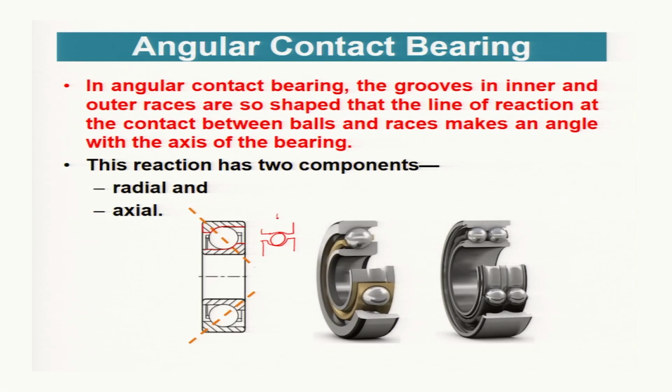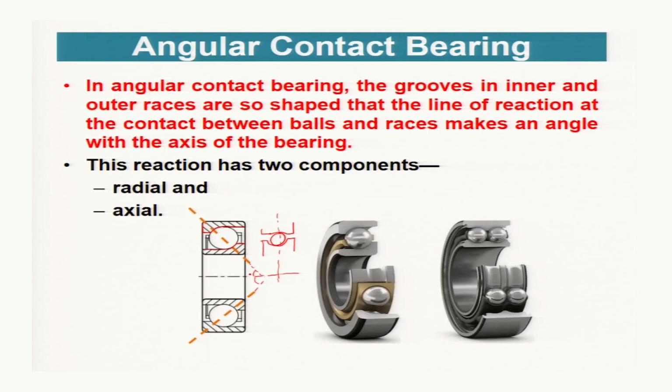So point contact is perpendicular to the axis of rotation. Contact between races and ball is along the line perpendicular to axis of the shaft. But in this case, the grooves are made in such a way that contact is along this dashed line. Okay, so in angular contact bearing, the grooves in inner and outer races are so shaped that the line of reaction at the contact between balls and races makes an angle with the axis. Okay, this is making an angle with the axis.